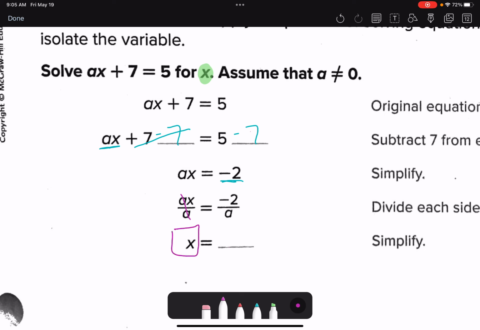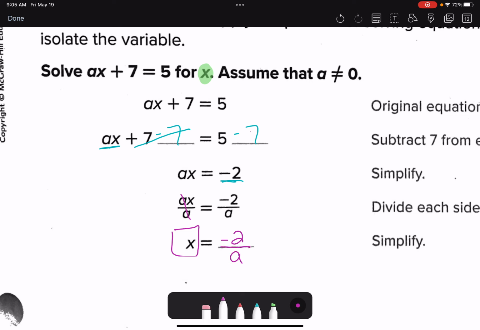And that's my goal, right? In order to solve for x, x needs to be alone with nothing else in front of it besides a positive 1. If you want to put a 1 there, you can, but you don't have to. And then I have -2 divided by a, but unlike before, a and -2 cannot simplify, so my final answer is -2 divided by a.